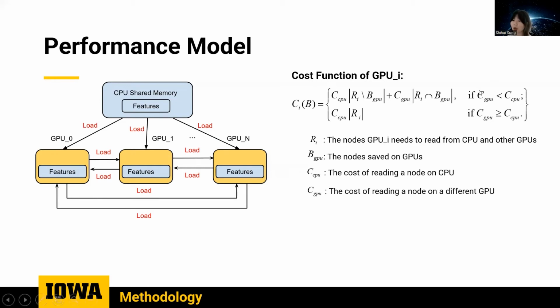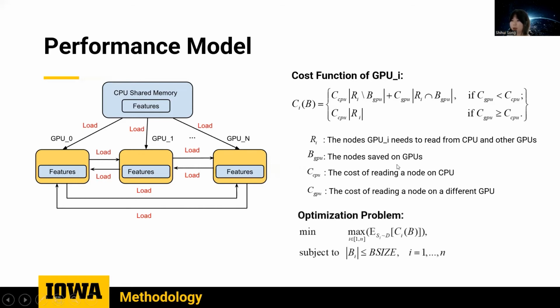When CCPU is larger, we need to store nodes on GPUs to decrease the cost. So the cost function should be the cost of reading nodes from CPU and also the cost of reading data from GPUs. But when CGPU is larger, we need to read all nodes from CPU. So the cost function is only the cost of reading data from CPU.